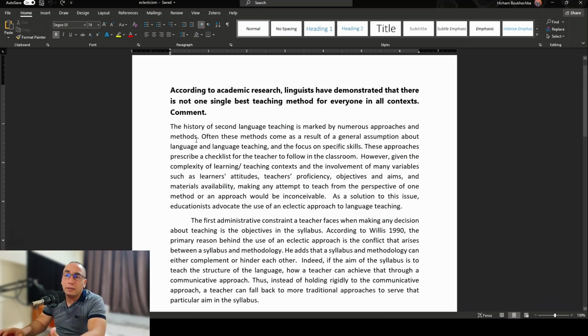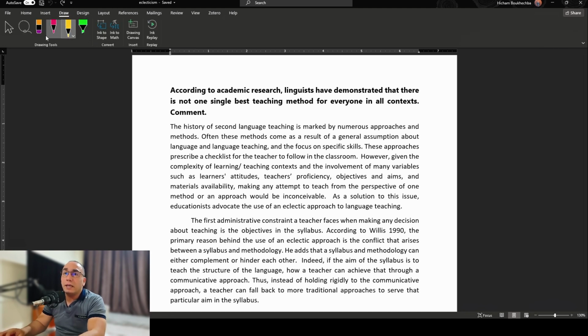I started with a cliche: the history of second language teaching is marked by numerous approaches and methods, but I added more, explaining more. Often these methods come as a result of general assumptions about language and language teaching. So I didn't try to say that language and language teaching is complex, but I just wanted to state the fact that this is what we have, and we have so many methods.